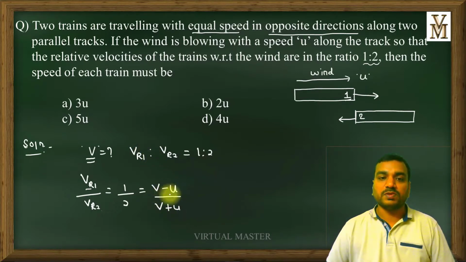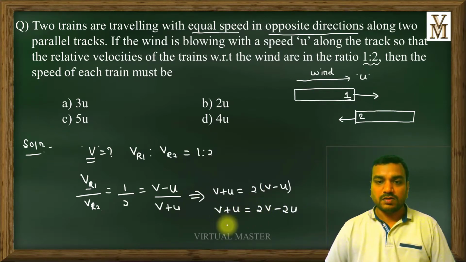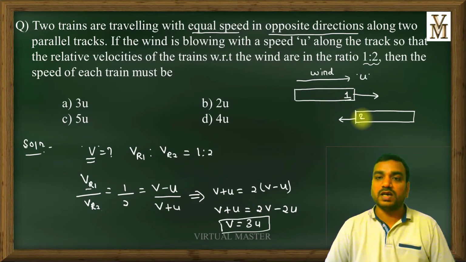Okay, now let us try to simplify this equation. V minus U by V plus U is equal to 1 by 2. So if I cross multiply, I am going to get V plus U equal to 2 into V minus U, that is V plus U equals 2V minus 2U, and after simplification I am going to get V equals 3U. That is the speed of the two trains, train 1 and train 2, are 3 times the speed of the wind. So the correct answer is option A, 3U.